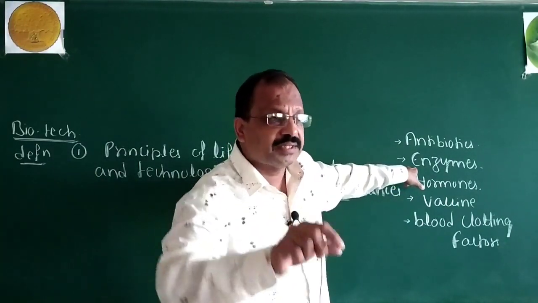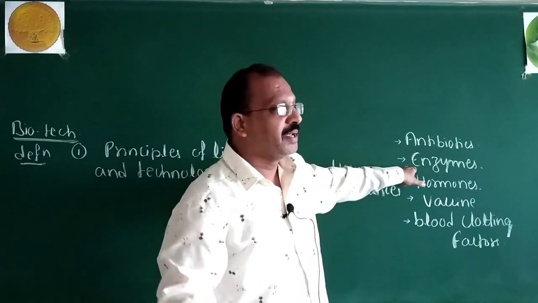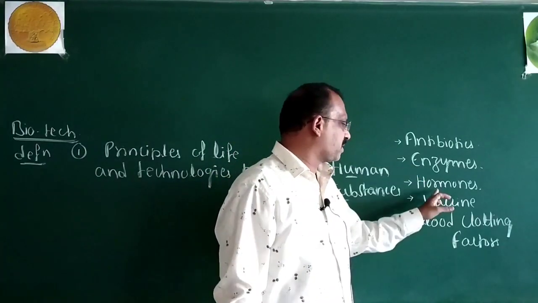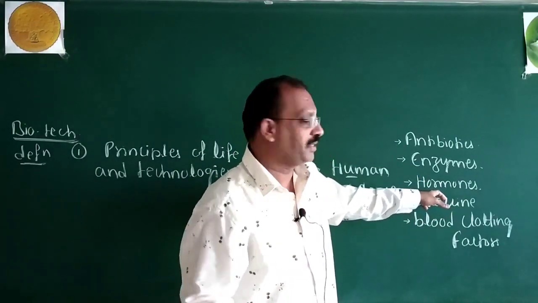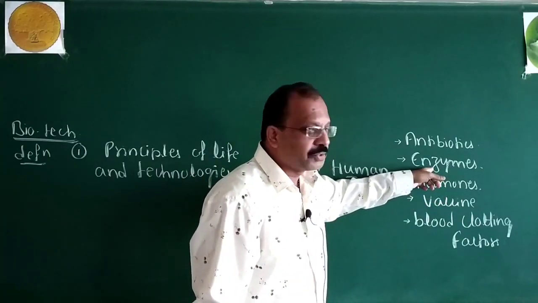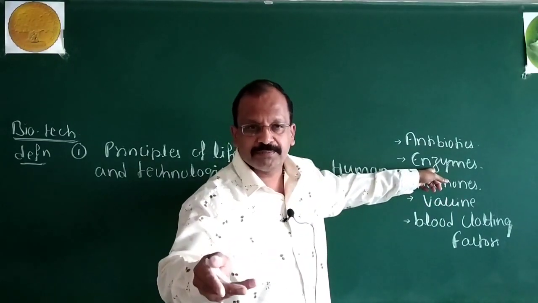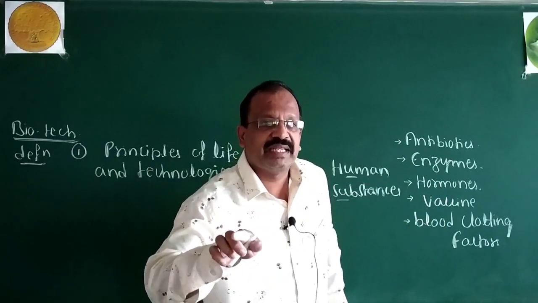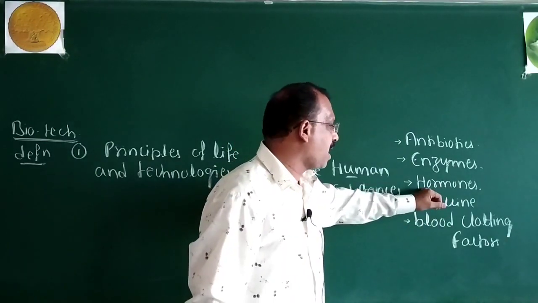Glands with duct are called exocrine glands, and glands without duct are called endocrine glands. The secretion of the exocrine gland is called enzymes, and the secretion of the endocrine gland is called hormones.